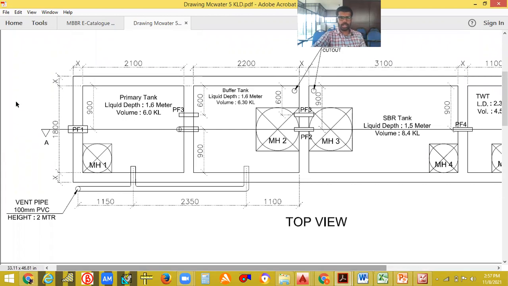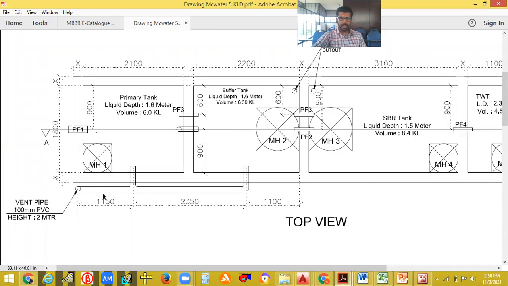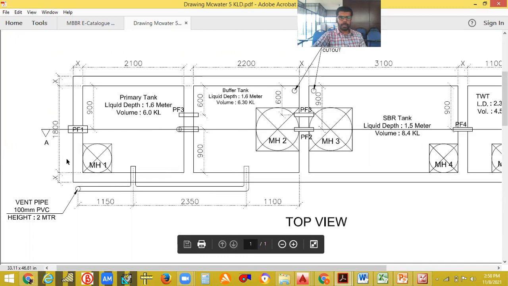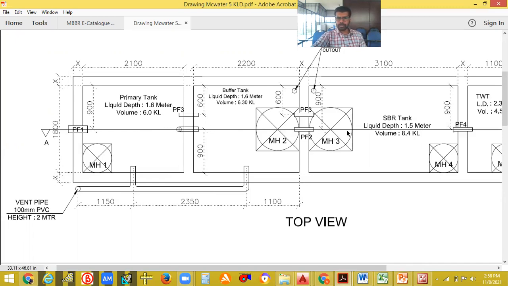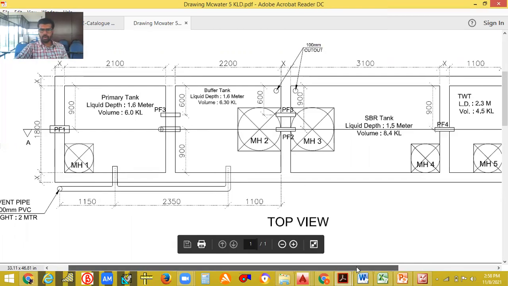Here there will be a primary tank with liquid depth and a volume of 6 kiloliters. A buffer tank is being given, with its quantity, manholes, pipe and vent pipe. This is the top view. Then manhole 2, manhole 3, and the cutout, and it goes to the SBR.